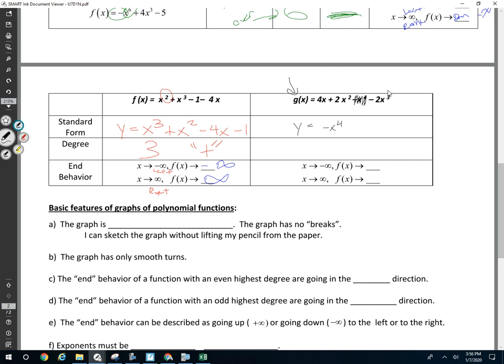Minus 2x cubed. Yes. The next one would be minus 2x cubed. The next one would be plus 2x squared. The last one would be 4x. What is the most important number? 4, 3, 2, or 1, or this 4, or this 2, or this negative 2, or that negative 1? What's the most important number? The 4.